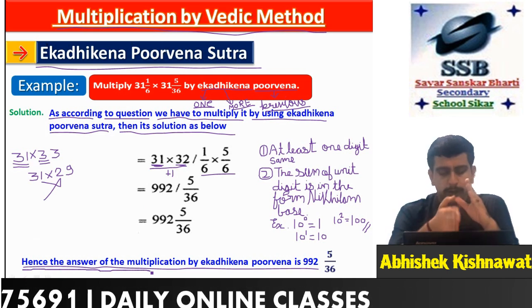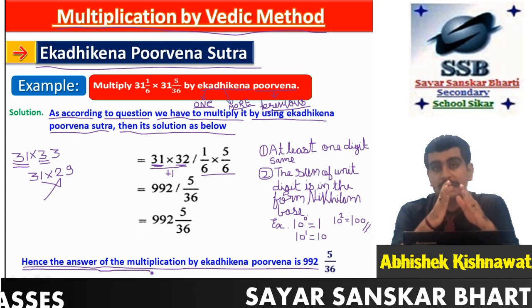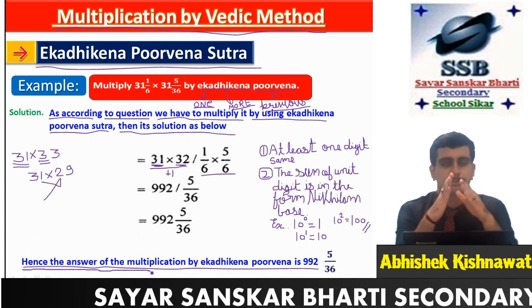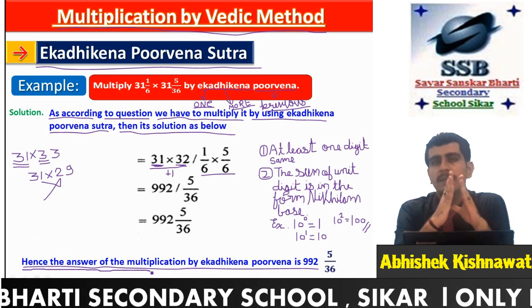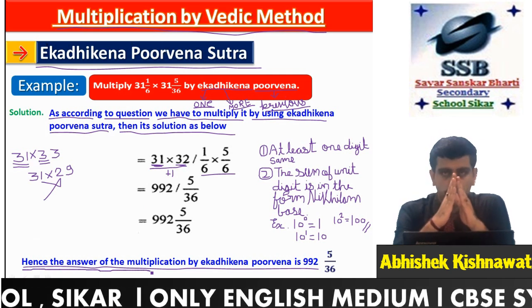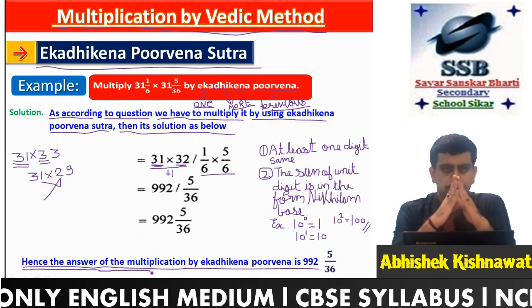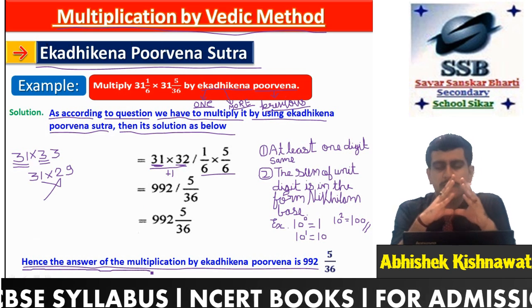Now you have to solve it, and at the last you also have to write a conclusion because it highlights the question. The conclusion of this solution is, hence the answer of the multiplication by Ekadhik and Purvan is 992 pi upon 36. I think now you all understand the concept of the Ekadhik and Purvan Sutra.